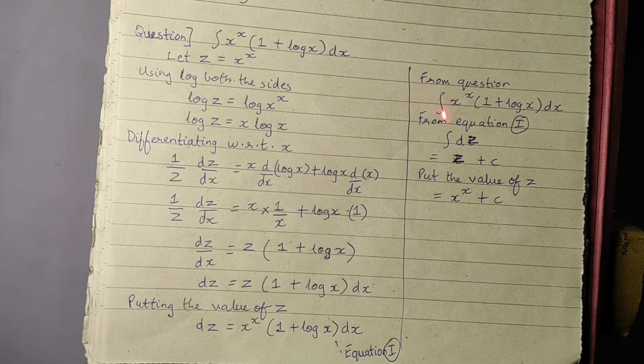So from equation number 1, this will get converted. This whole value we have seen over here, the whole value is dz. So dz will come over here. Integration of dz, as you are already aware, is z itself, plus the constant c. So we can't put the value of z as a final answer. We will be resubstituting the value of z. It is x raised to x. So x raised to x plus c. That is the final answer.